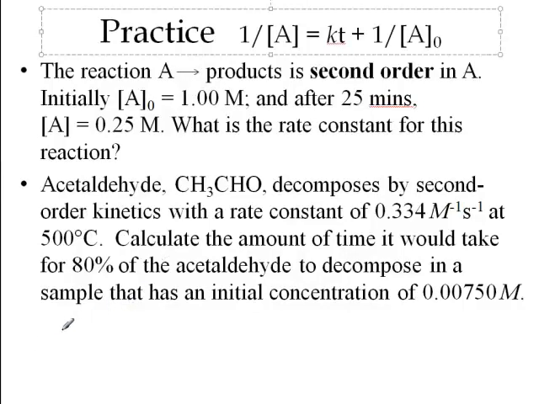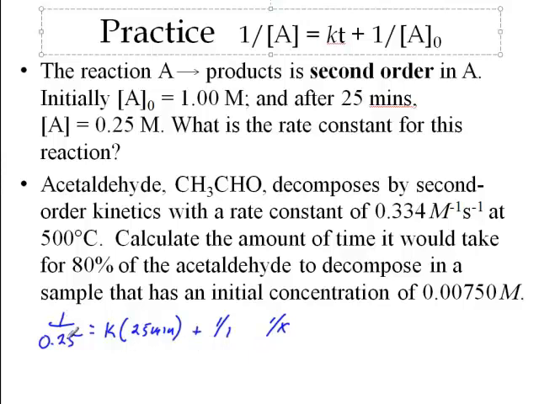So let's just start plugging in the numbers for this second order problem. I've got 1 over 0.25, right? Because you can see that's my final concentration, equals the k, which I'm finding, times the time, and it says 25 minutes, plus 1 over the original concentration, which is 1 molar, right? So this is where, by the way, you'll find your 1 over x key on your calculator. That's where it kind of comes in a little handy.